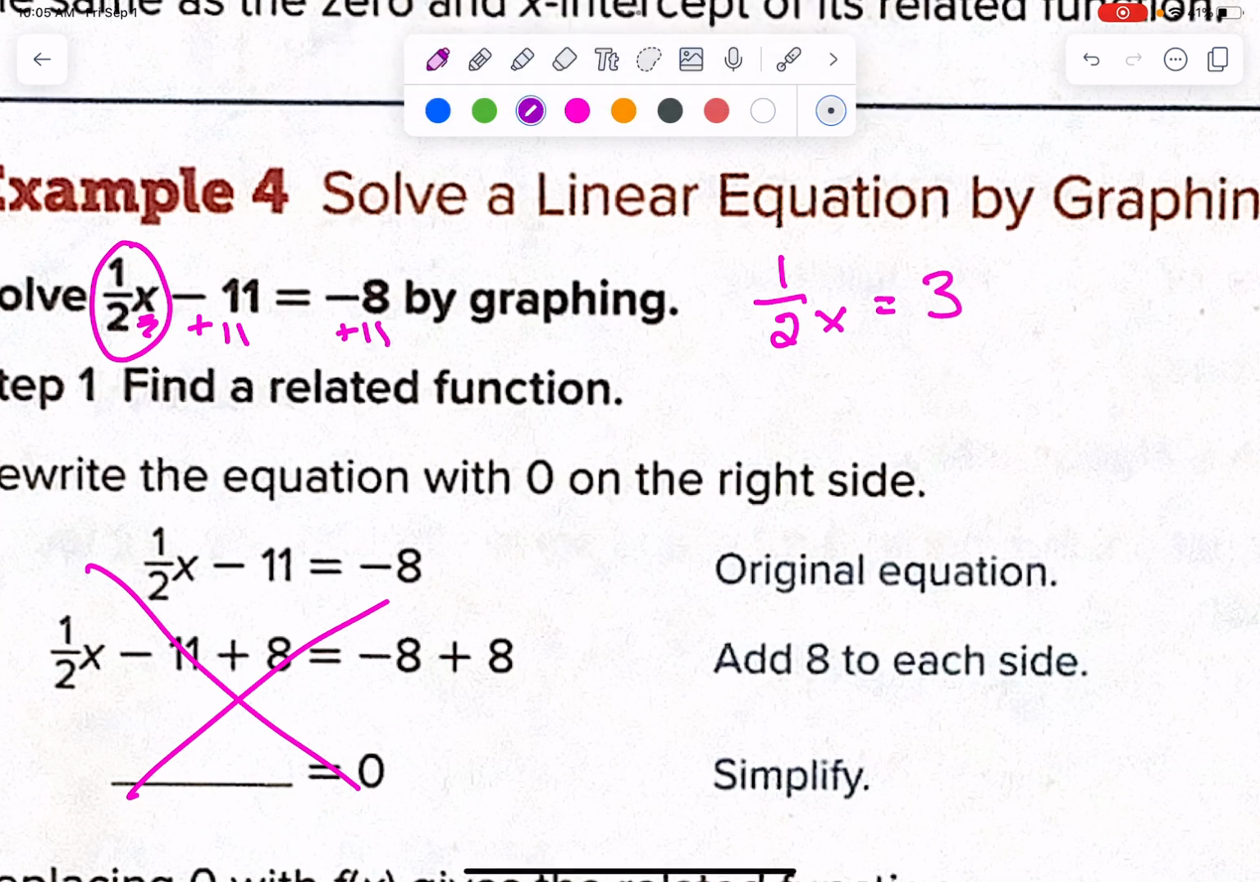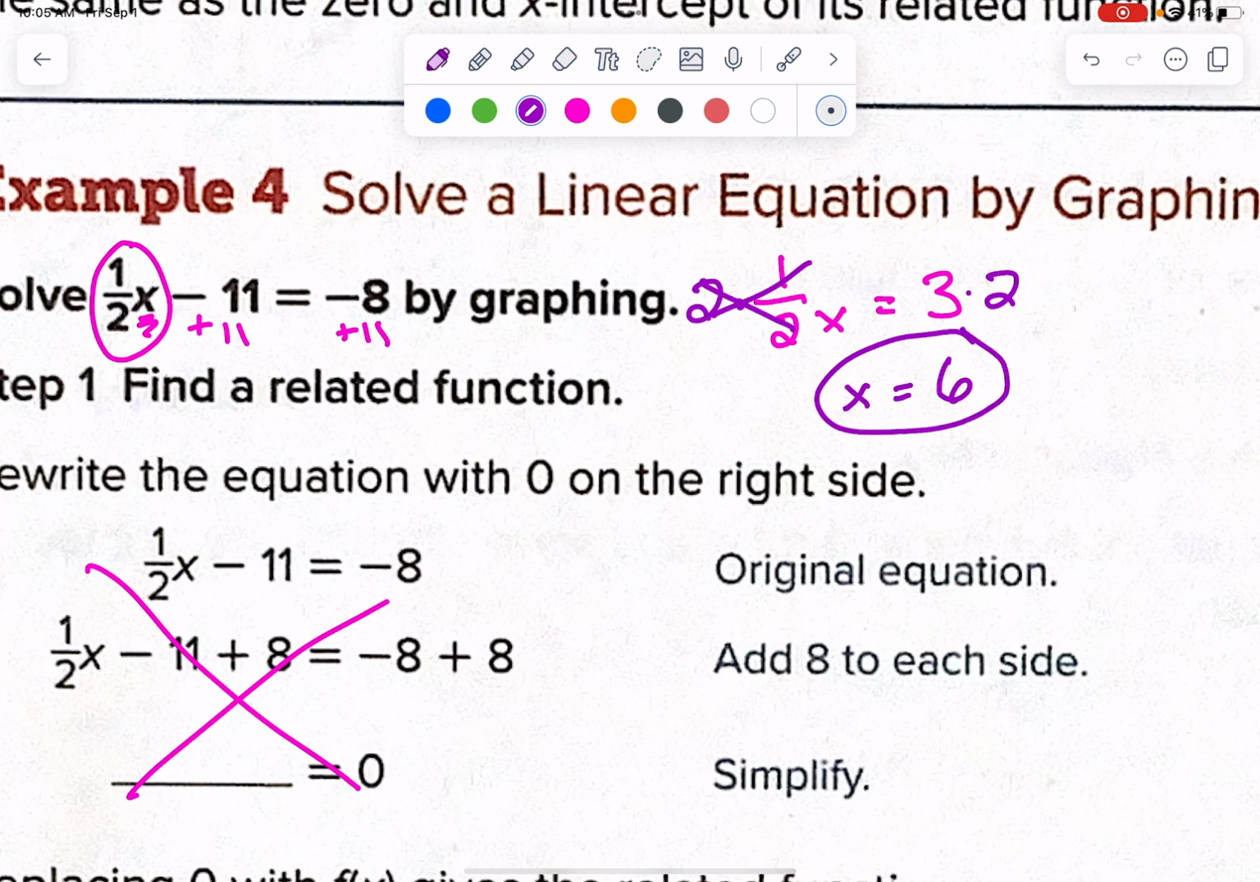If I try to divide by 1/2 to get him to the other side, instead of dividing by 1/2, again, I'm gonna multiply by 2. Okay, and that's going to cancel the 1/2, so I just have x equals, and that answer is 6. Okay, so that is my solution.